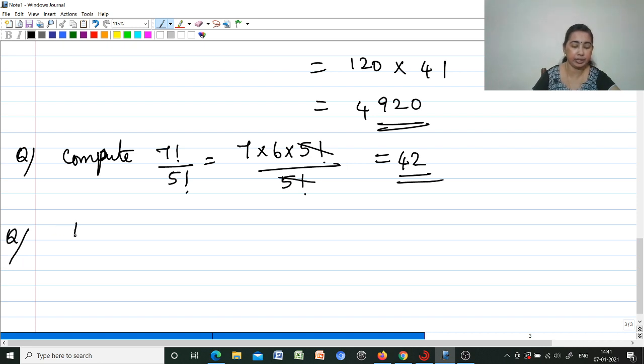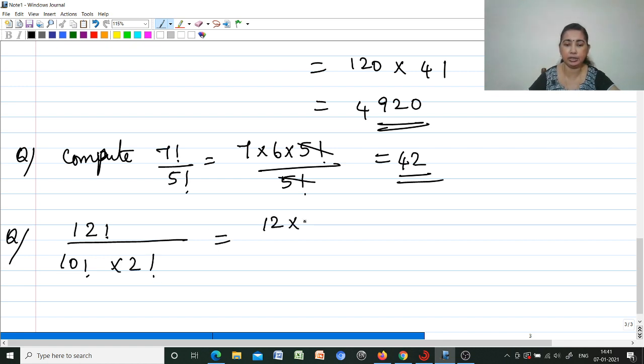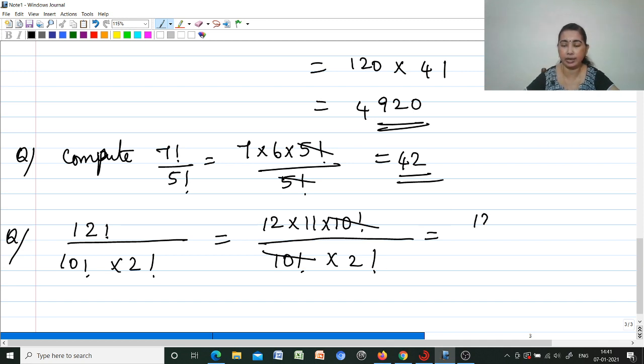Then what about the next one, 12 factorial by 10 factorial into 2 factorial. As earlier, we can write 12 factorial as 12 into 11 into 10 factorial divided by 10 factorial into 2 factorial. Then 10 factorial gets cancelled, remaining 2 factorial, which means 2 into 1, then 2 here cancels. So 12 into 11 by 2 into 1, 2 here 6 times. So the answer is 66.